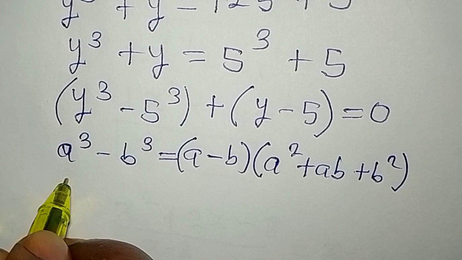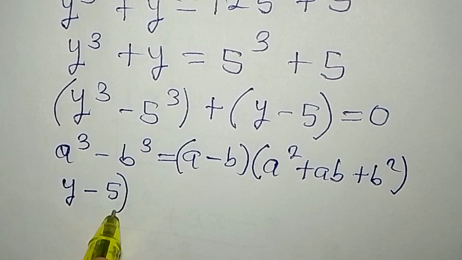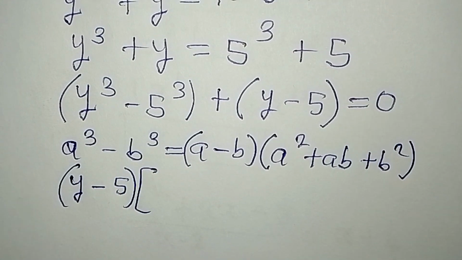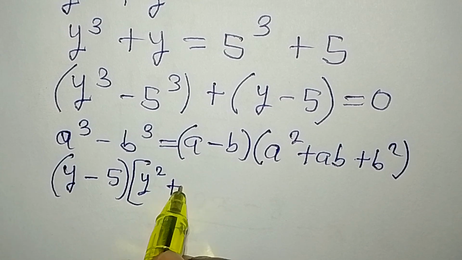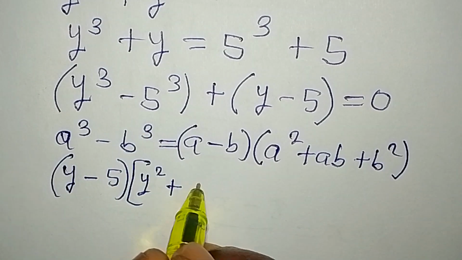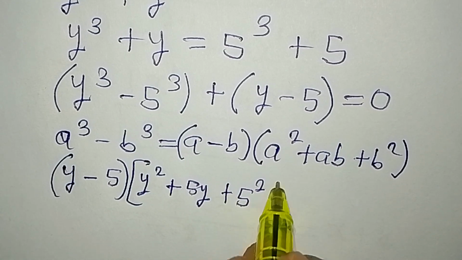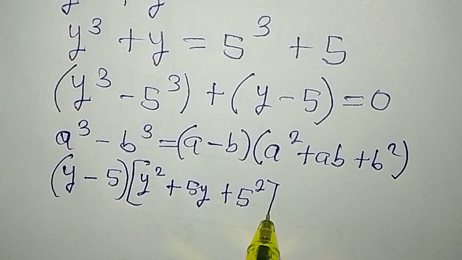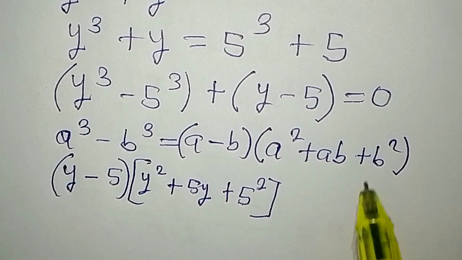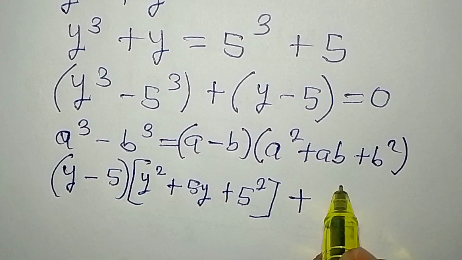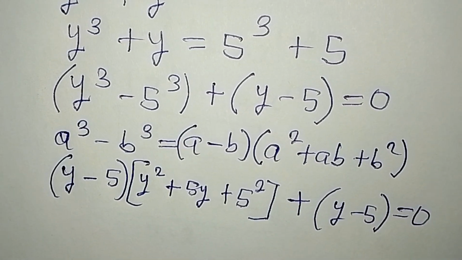Now we have in place of a minus b, y minus 5. Okay, then in place of a squared, I write y squared. Then plus ab becomes y times 5, and that is 5y. Then b squared becomes 5 squared. Then we can close this. And then I move over to what I have over there, which is plus open bracket y minus 5, and then equate this to 0.